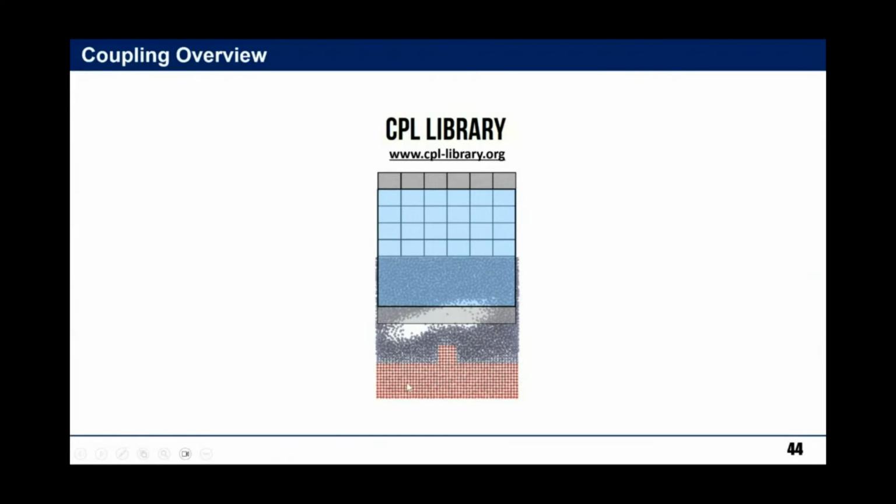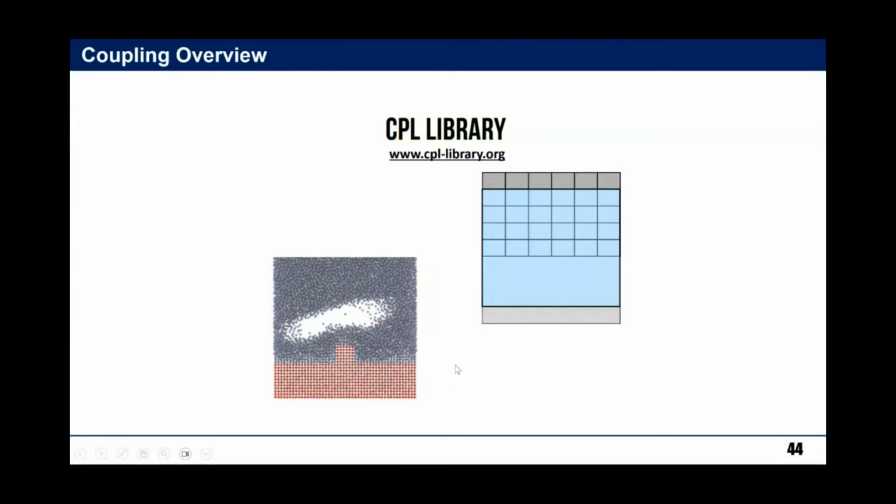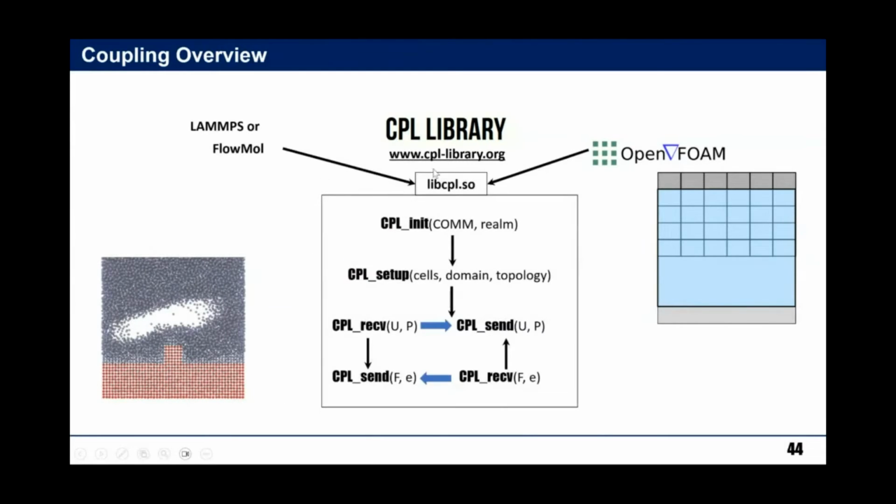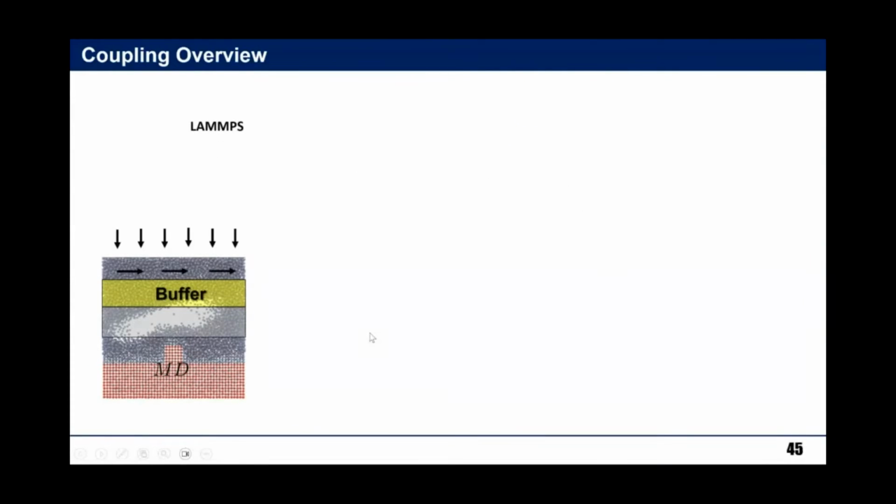Okay, so these walls now are a set of tethered molecules held in place, and we've got this coupling overview where we split our two codes off. The only thing that needs to be added into the LAMMPS side are these initialize, setup, and send and receive commands.